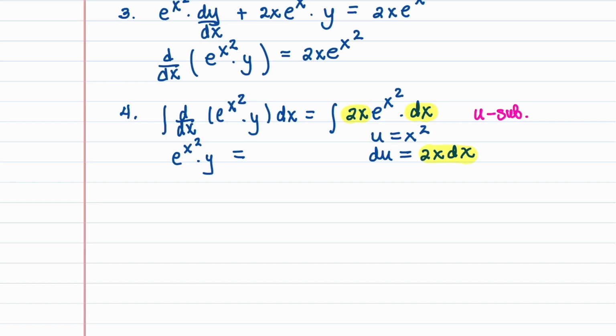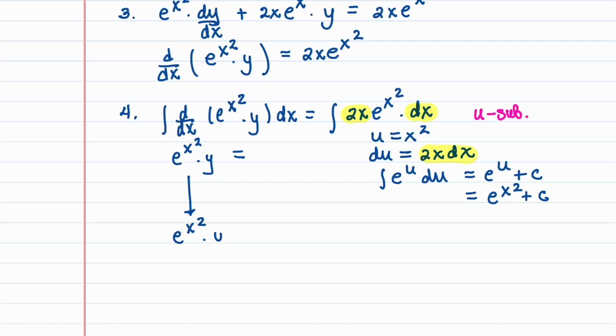This then becomes the integral of e to the u du. That's just e to the u plus c, and then we substitute back in that u is x squared. So we have e to the x squared plus c. Let's go ahead and put that in. On our left-hand side, we have e to the x squared times y. And now on our right-hand side, we have e to the x squared plus c.